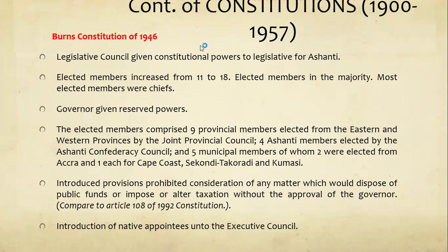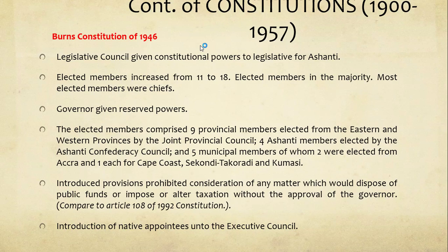So the council was composed of the following: the governor or a representative appointed by the governor as the president of the Legislative Council, 6 ex-officio members, 18 elected members, all Africans based on electoral colleges, and 6 nominated members, mixed European and African, nominated by the governor.